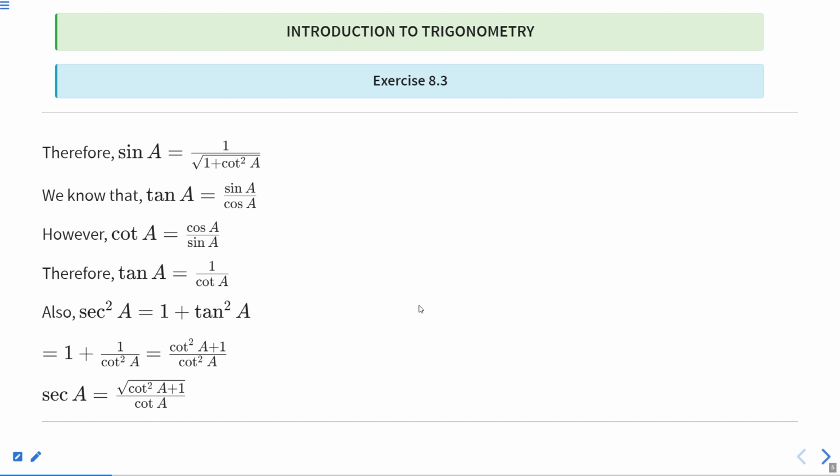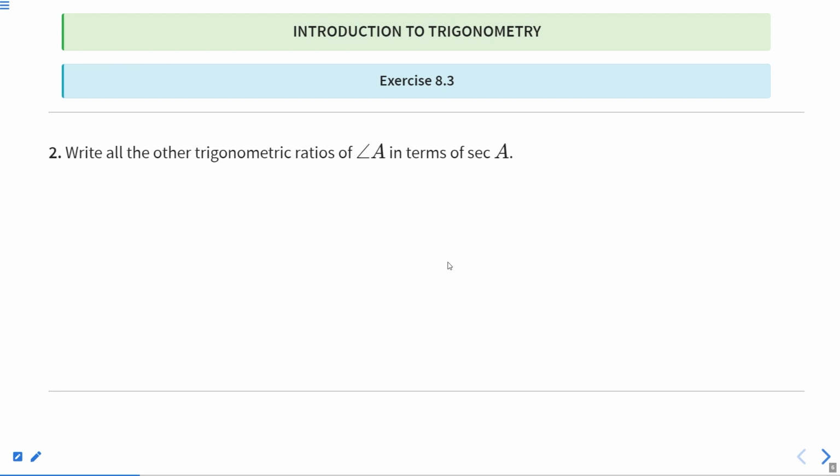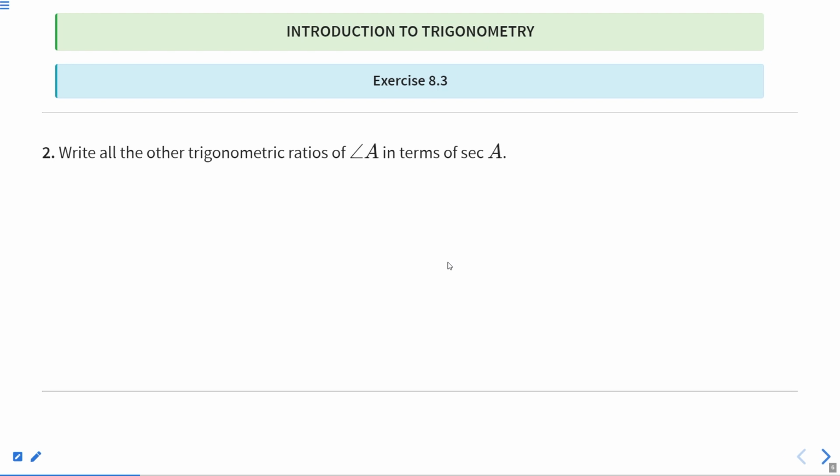Okay, so now let us move to the next question. In the next question, we have to write all the other trigonometric ratios of angle A in terms of sec A.